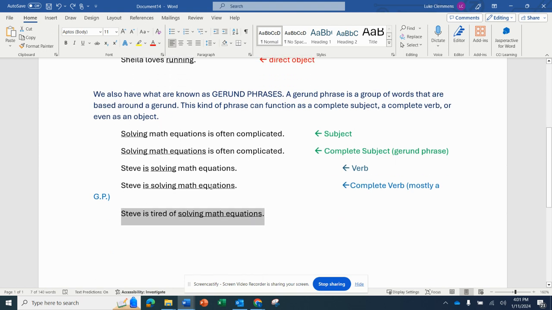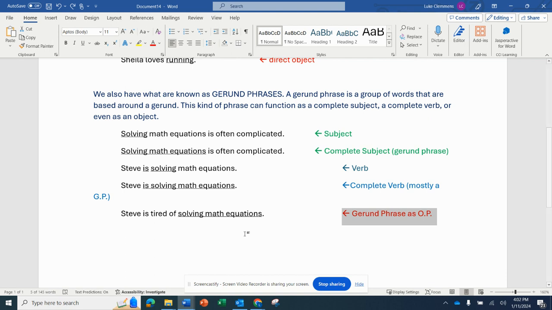A third example now, this is a little different. Steve is tired of solving math equations. Look carefully at this one. Our main verb in this one is. As a matter of fact, the main thought of this is Steve is tired. And look at this too. Of, we have a preposition. Now remember, prepositions always need to have an object. So what's the object of the preposition? Well, the answer is the whole gerund phrase. Solving math equations functions as the object of the preposition.